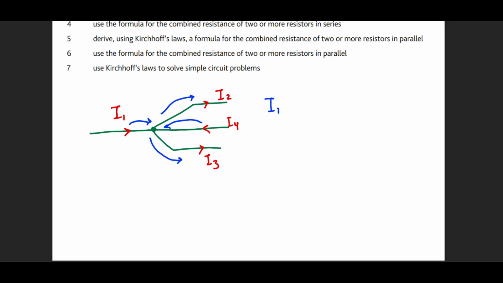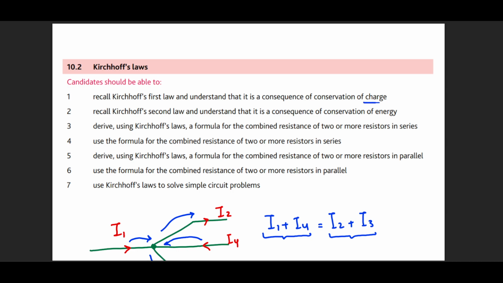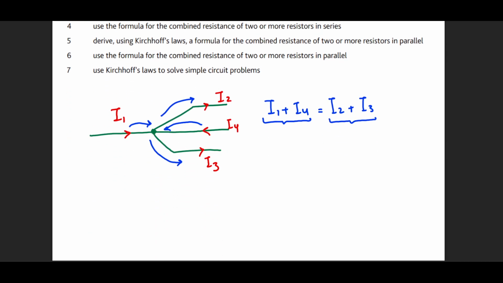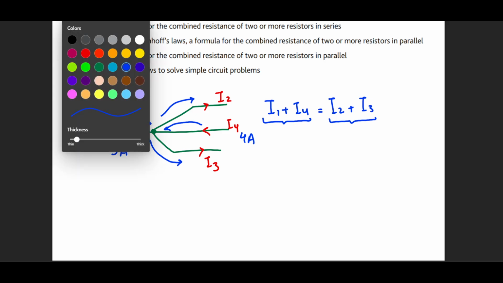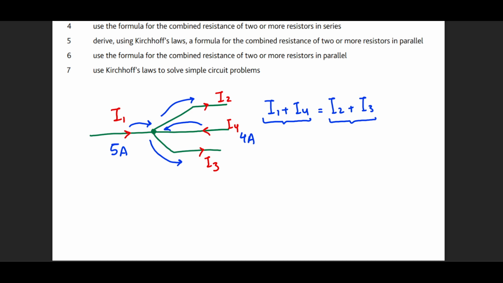So I can see that I1 combined with I4 is entering the junction. So the sum of current entering the junction is equal to the sum of current leaving the junction, which is I2 and I3 in this situation. This is Kirchhoff's first law, which says that this is conservation of charge, or you can say electrons. So if 5 amperes of current is entering from this side, and 4 amperes is entering from this side, that means 9 amperes is contributed by I1 and I4, right? So 9 amperes is coming into the junction.